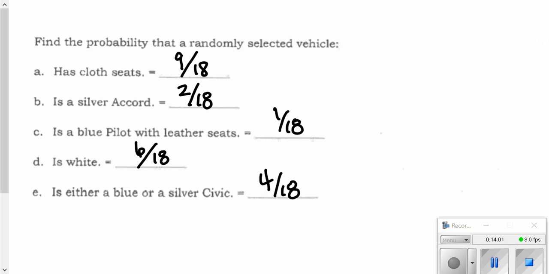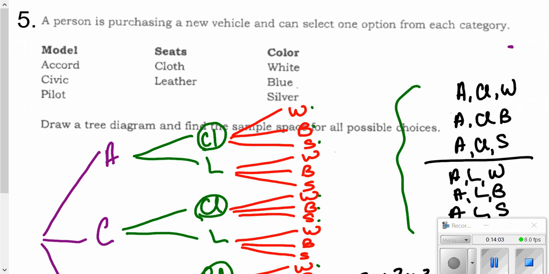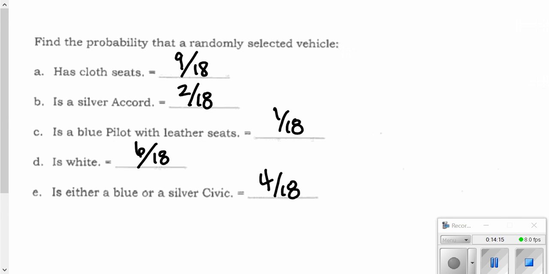Next, a silver Accord. So Accord was the A, and then silver attached to the A was those 2. So it's 2 out of 18. That's what I mean. You can kind of see it in the picture, right? Even if you didn't write it all out.